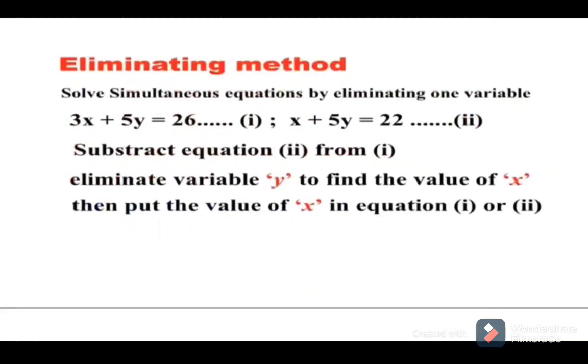Let's see the eliminating method. Suppose you want to solve simultaneous equations by eliminating one variable. For that, you have to subtract. Here, one example is given. 3x + 5y = 26 is the first equation, and x + 5y = 22 is the second equation. So, to eliminate any one variable, you have to subtract equation 2 from equation 1.